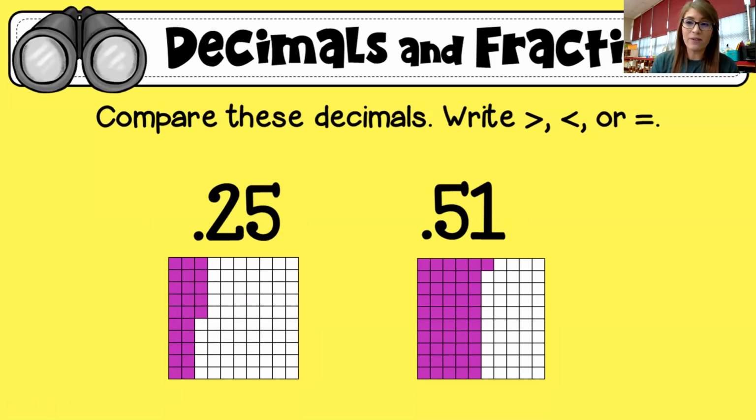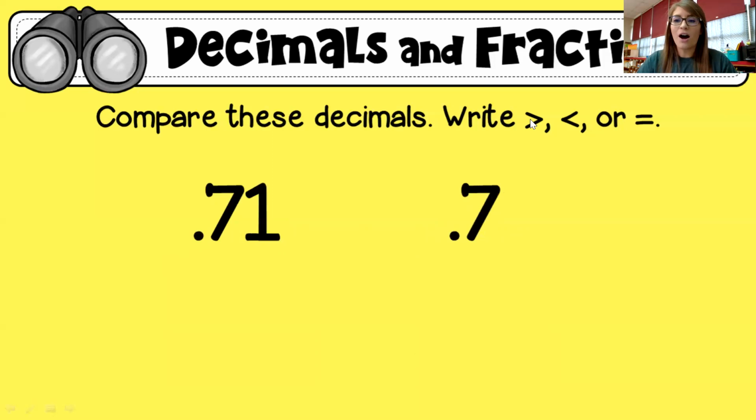We've got 25 out of 100 or 51 out of 100. Which one is greater? Very good. The 51 hundredths is greater. So this would read 25 hundredths is less than 51 hundredths. Very good. All right, another one.